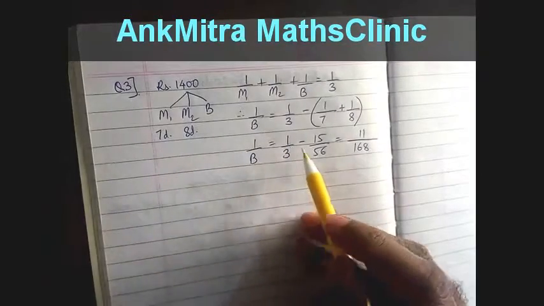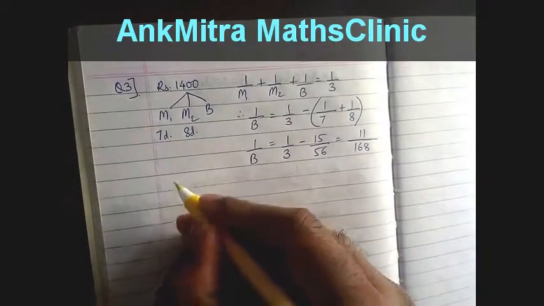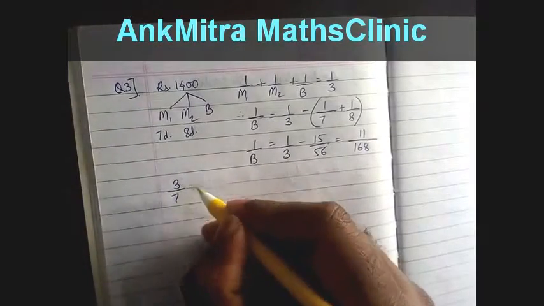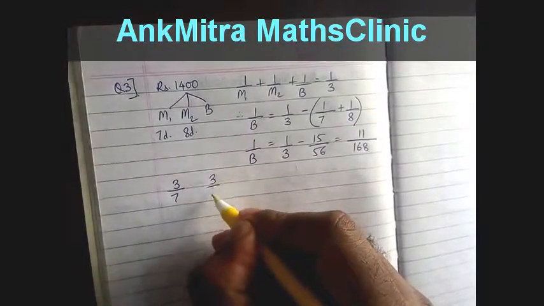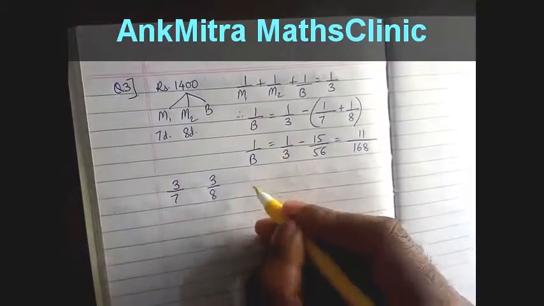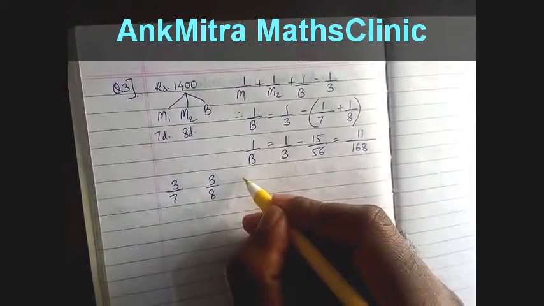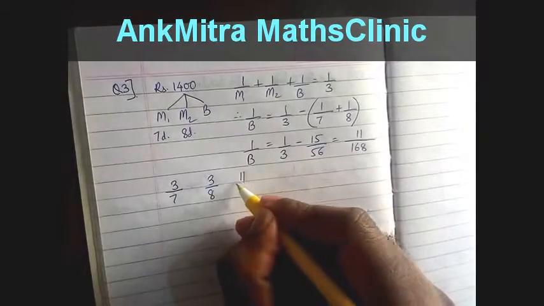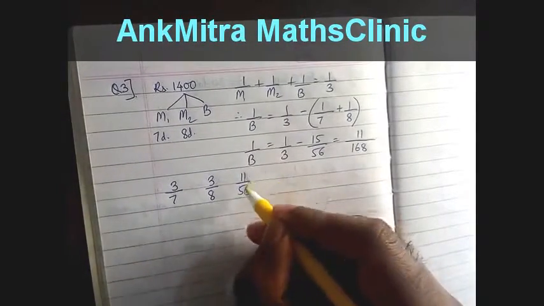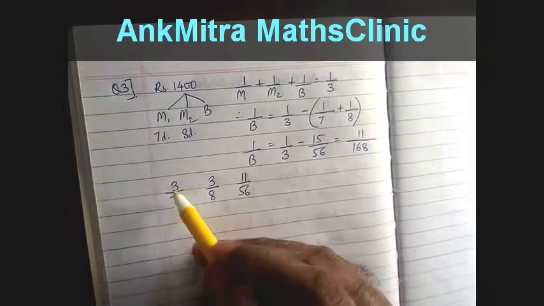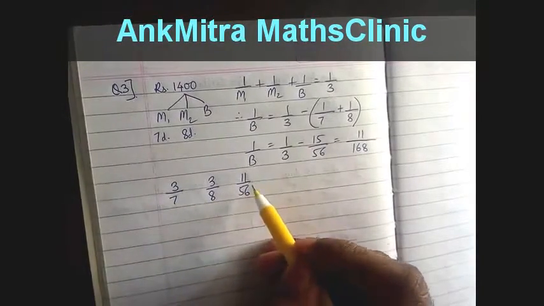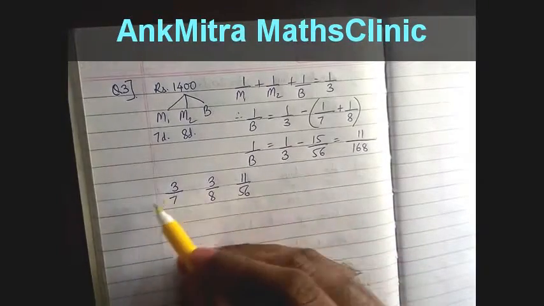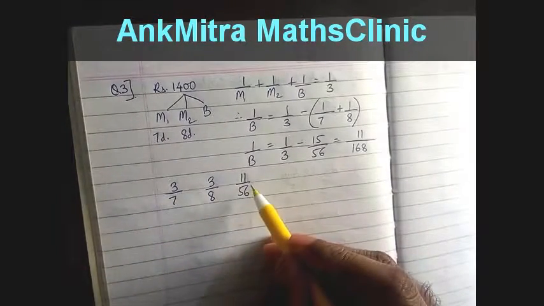Since each one of them is working for 3 days, it will be 3 upon 7 in case of M1, 3 upon 8 in case of M2, and 3 into 11 upon 168, which gives us 11 upon 56 in case of the boy. So this is the amount of work that each one of them is doing in those 3 days. We need to find the proportion of work that each one of them is doing.